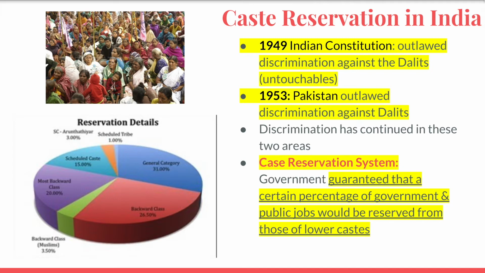So with this caste reservation system, the government wanted to really try to push reforms. They guaranteed that a certain percentage of government and public jobs would be reserved for those of lower castes. In this way, they could create more social mobility so people could move up this caste system, okay?